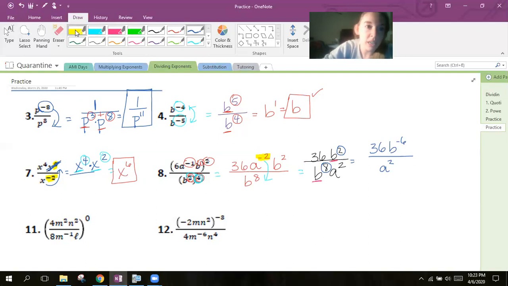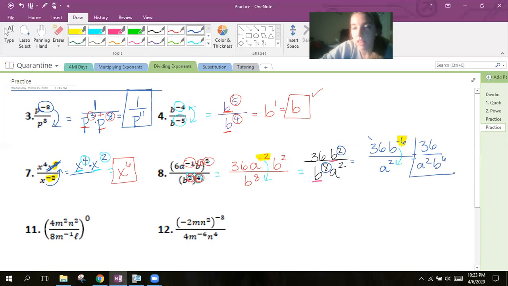Well, once again, we have an issue. We cannot have this negative exponent. So I have to take it and I have to move it to my denominator. So I'll have 36. That b is going to move. That'll be a squared, b to the 6th power. And that will be my final answer.